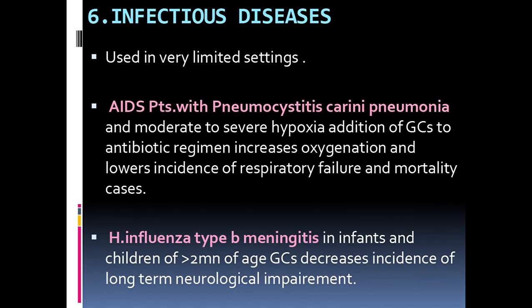Then infectious diseases, used in very limited settings like AIDS, acquired immunodeficiency syndrome, patients with pneumocystis carinii pneumonia and moderate to severe hypoxia; addition of glucocorticoids to antibiotic regimen increases oxygenation and lowers incidence of respiratory failure and mortality. Then Haemophilus influenzae type B meningitis in infants and children of more than 2 months of age: glucocorticoids decrease incidence of long-term neurological impairment.